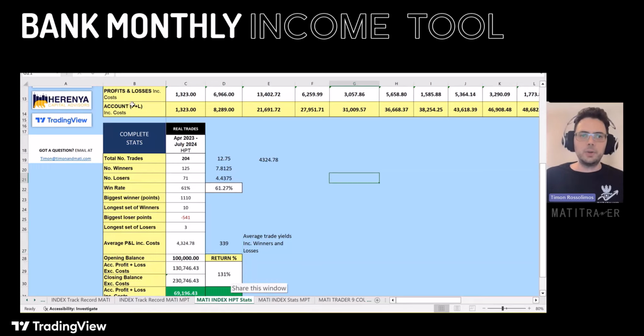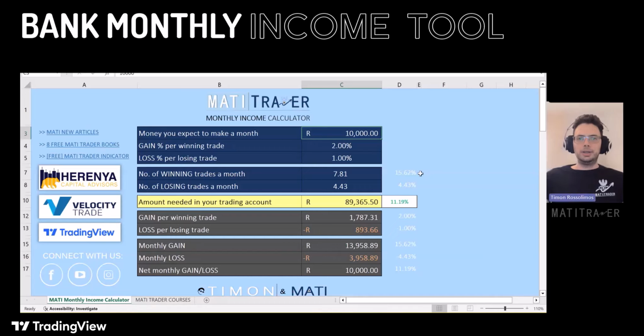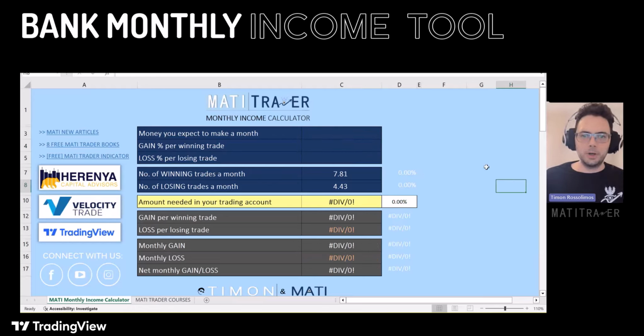So now that we know the stats, here it is. This is what I'm sending to you, and this is what we are going to go through: the monthly income calculator. This is what you're going to get, this is what you can apply, and this is where you can find out what you can bank per month based on how much you need in your trading portfolio. So let's start off with asking you, how much do you want to bank a month?